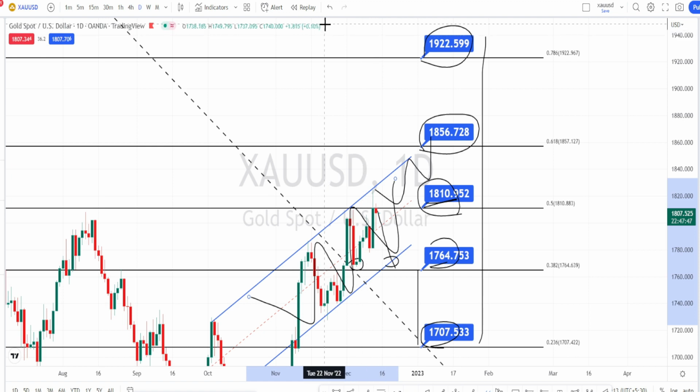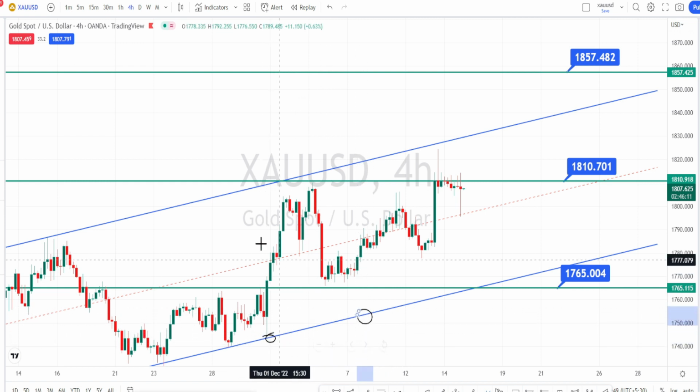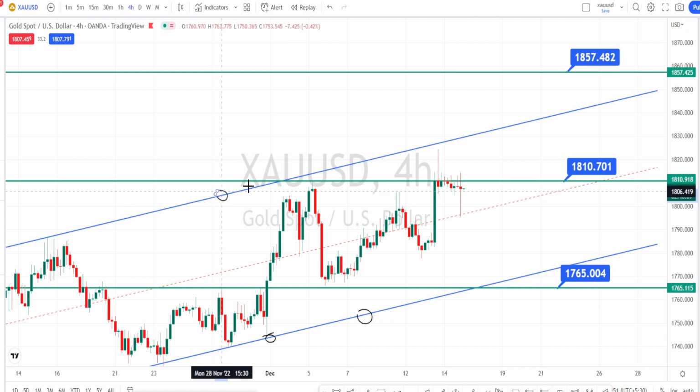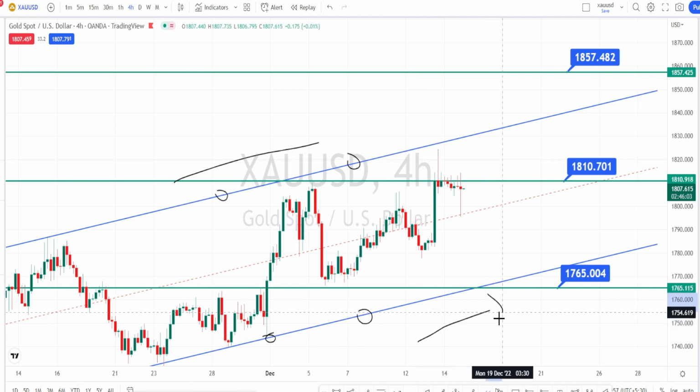Let us look at the price action in 4 hours time frame. I am in 4 hours time frame now, and we know from the daily time frame that the current trend of the price action is a bullish trend, trading within this bullish channel pattern from the daily time frame. So I am going to draw a trend line or a support line to understand the current trend of the price action for the 4 hours time frame.